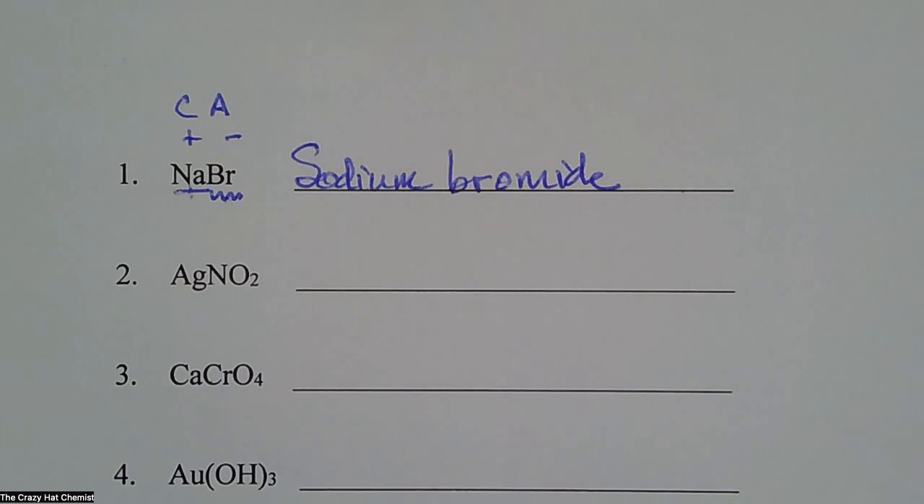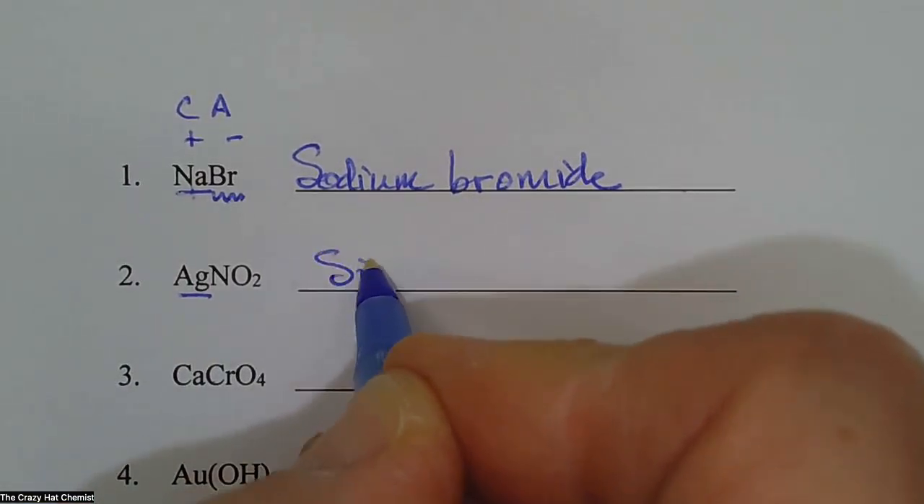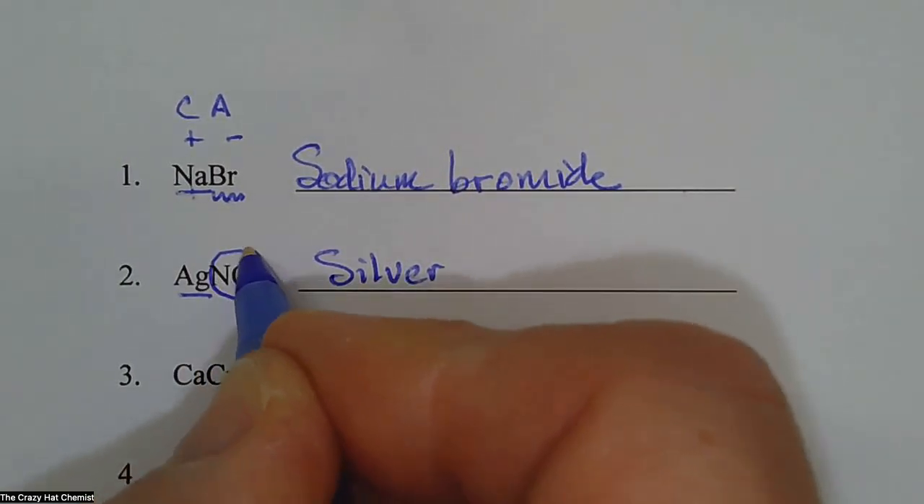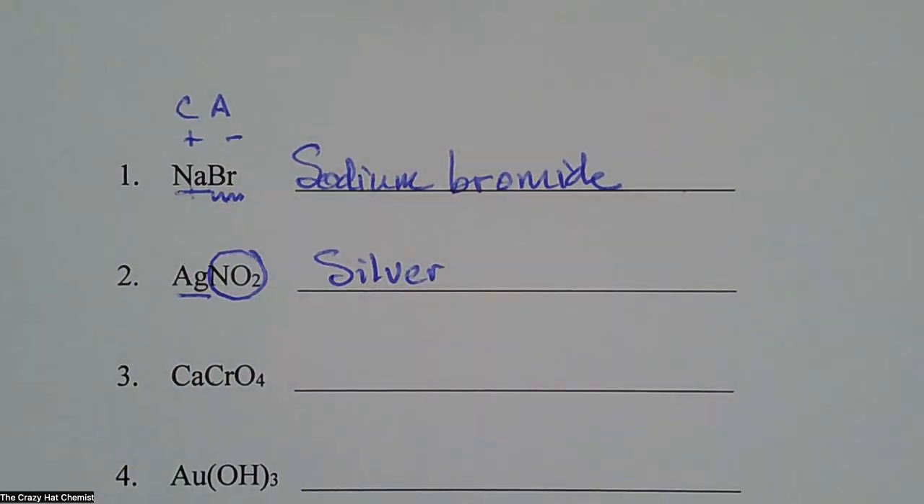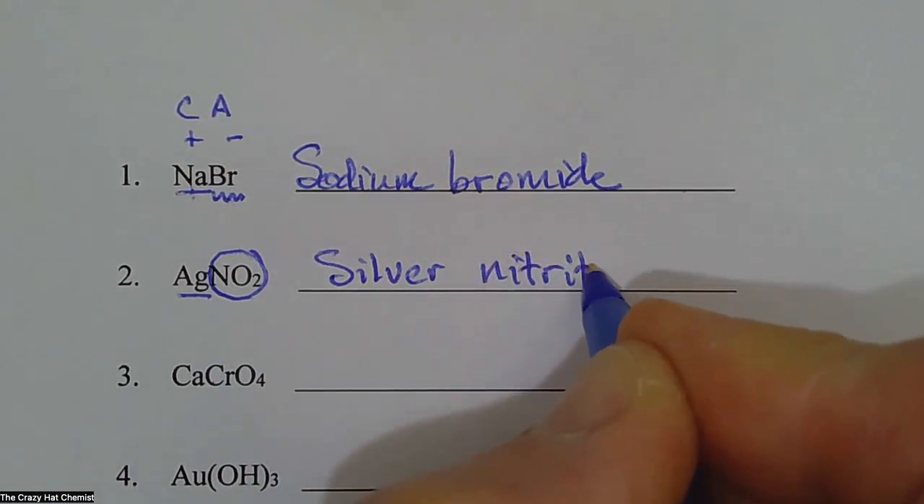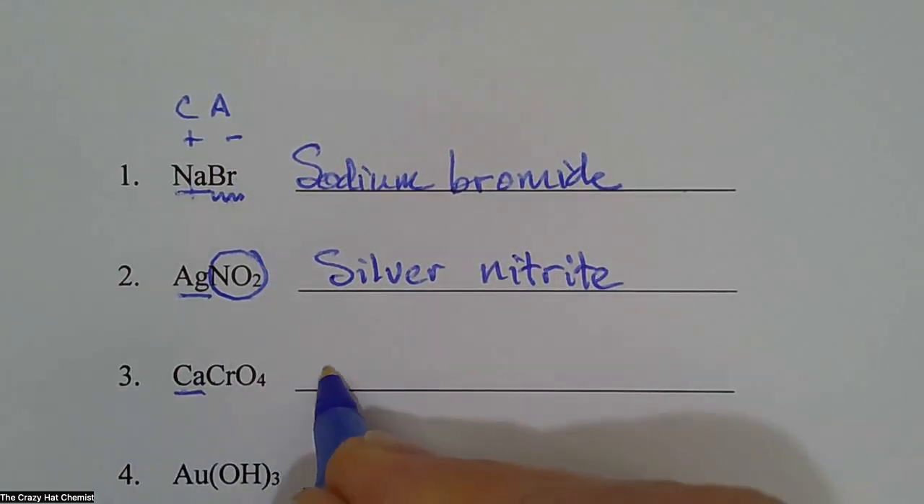Okay, awesome. Next one is going to be Ag. Ag is for silver. Silver. And then this NO2, that is a polyatomic ion, and that is nitrite. Nitrite. All right. The next one is calcium.